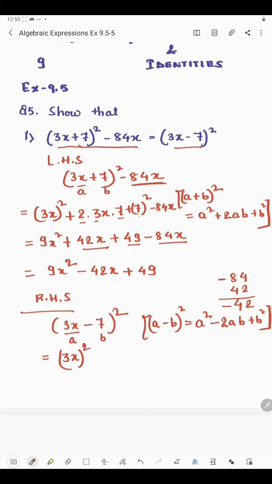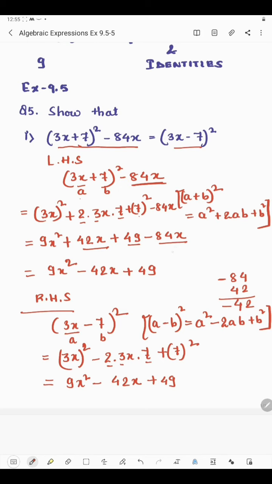So A is 3x here. So (3x)², now minus 2 into A, which is 3x, and B is 7. So 2AB plus B², which means 7². Now (3x)² means 3 into 3, 9x², minus 2 into 3 is 6, 6 into 7 is 42x, plus 7² means 7 into 7, 49.